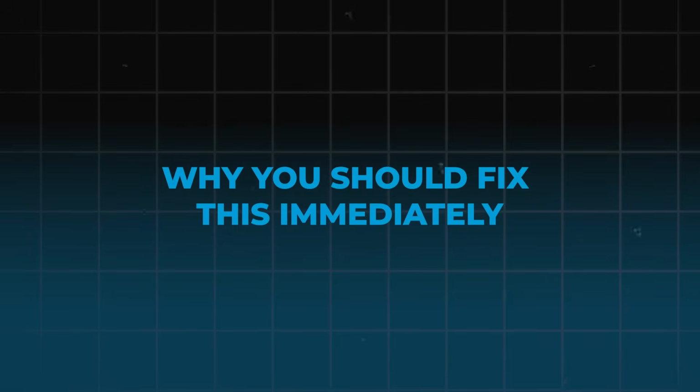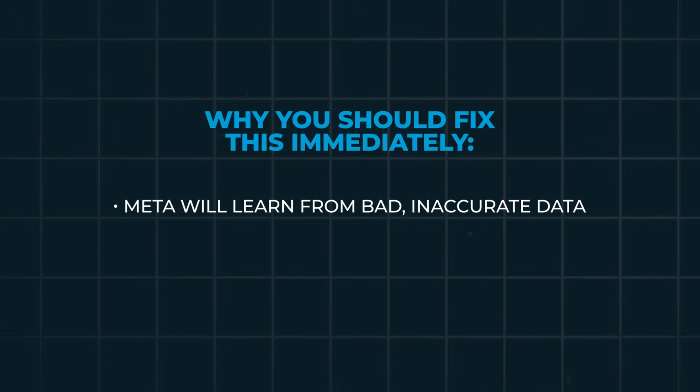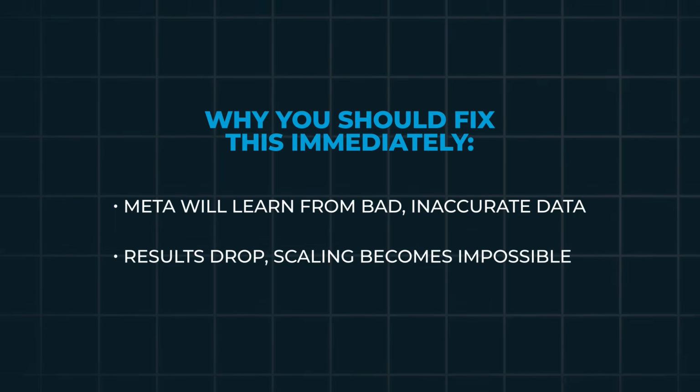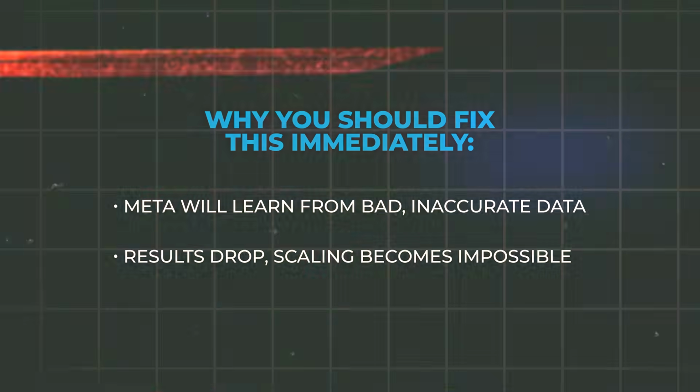Now, if you don't fix this, here's what's going to happen. Meta will learn from bad, inaccurate data. And as a result, your ads will get more expensive, results will drop quietly over time, and scaling will become nearly impossible. Your ads may still run, but they will never reach full potential in generating real leads or sales for your business, and you'll pay more for that to boot. This is one of those issues that doesn't look dramatic, but it silently kills your results in your ad spend.